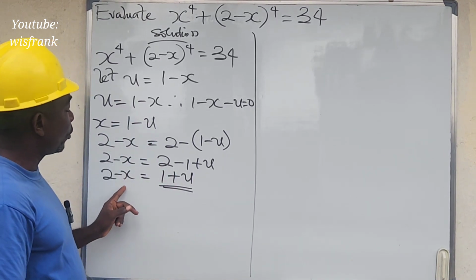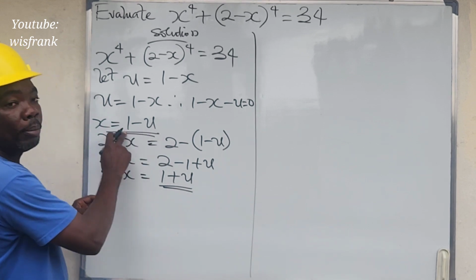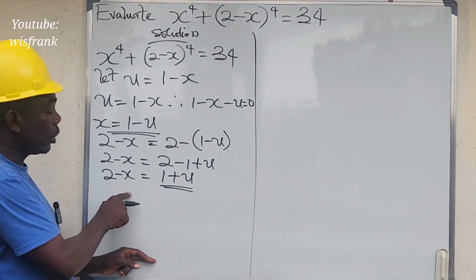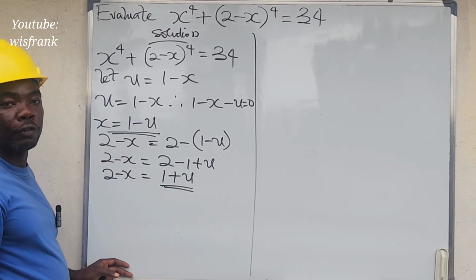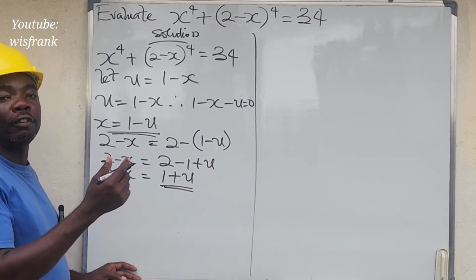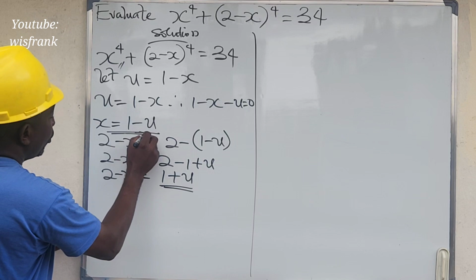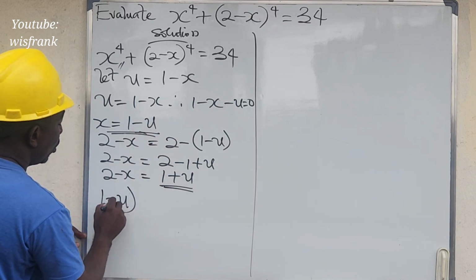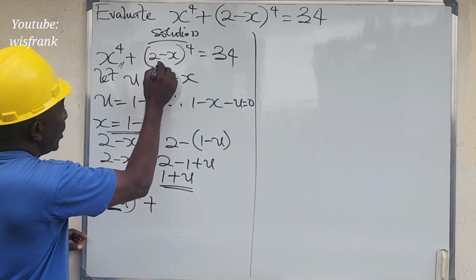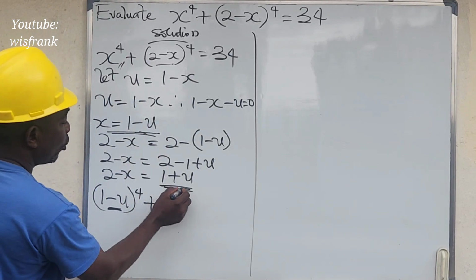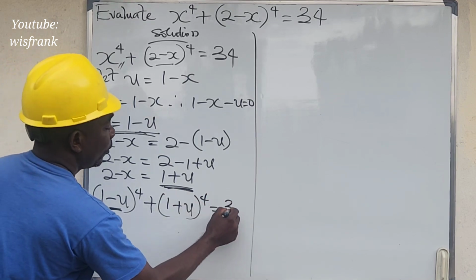Now what we are going to do is to substitute the value of x. This is our value of x as 1 minus u, and the value of 2 minus x gives us 1 plus u. We are going to substitute into our main equation for us to further simplify or evaluate for the value of x. So for our x to the power of 4, we are going to put 1 minus u all to the power of 4, because this is our x. Then we bring down plus, and in the place of 2 minus x, we are going to put 1 plus u all to the power of 4, all equals to 34.